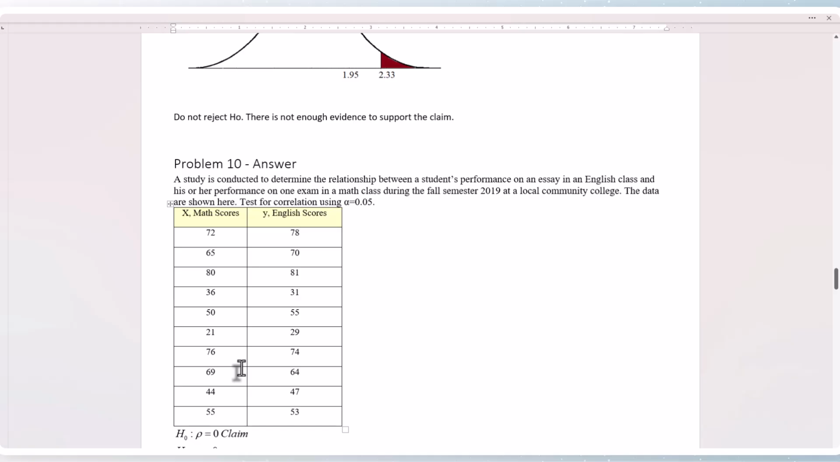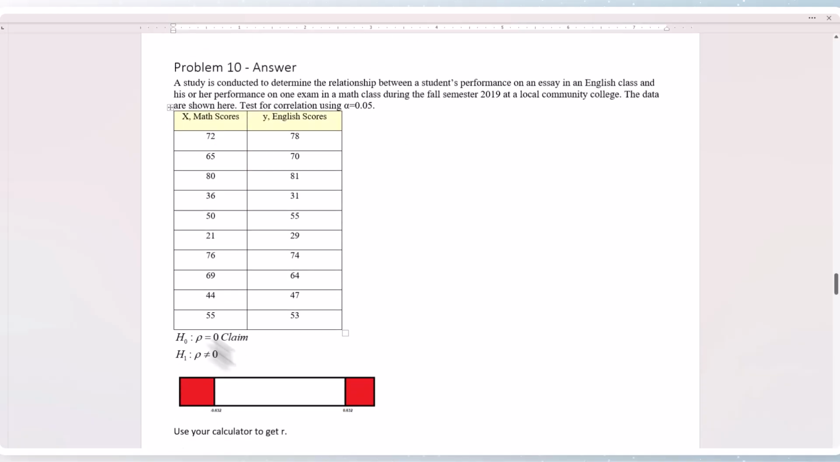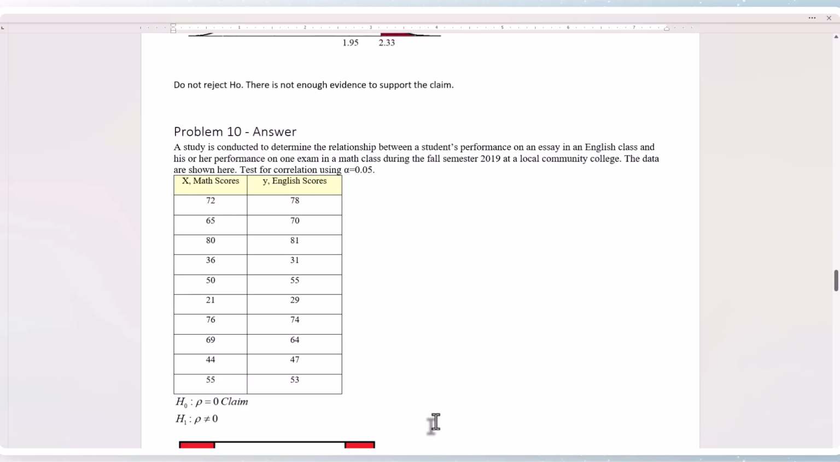All right, let's take a look at number 10. It states a study is conducted to determine the relationship between a student's performance on an essay in an English class and his or her performance on one exam in a math class during fall 2019 at a local community college. The data are shown here. Test for correlation using alpha equal to 0.05. So the claim is that H naught is rho equal to 0. H sub 1 is rho not equal to 0.